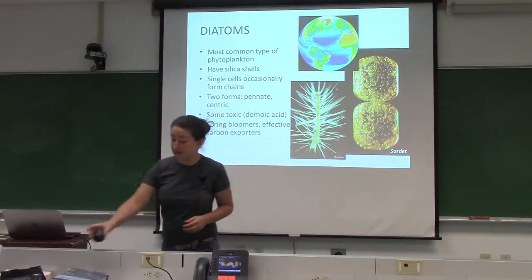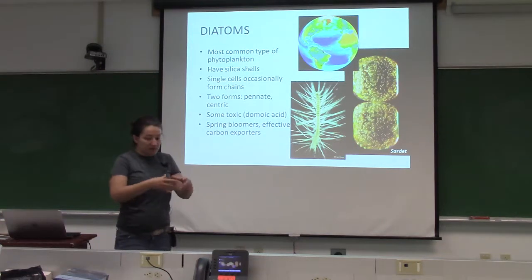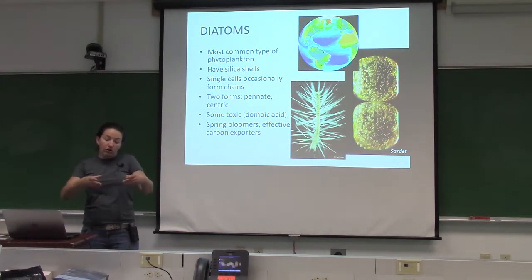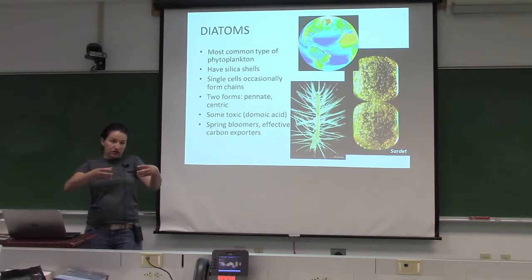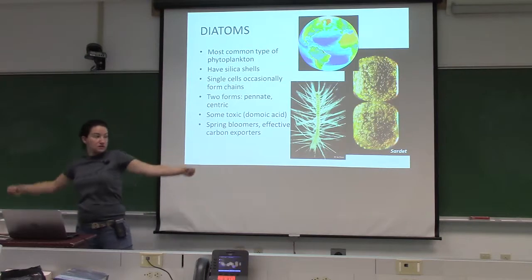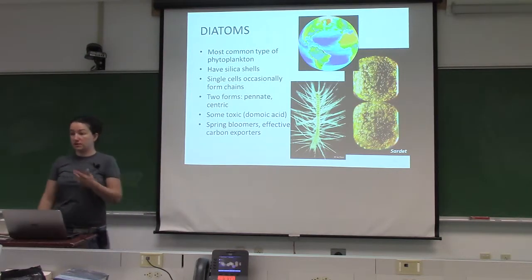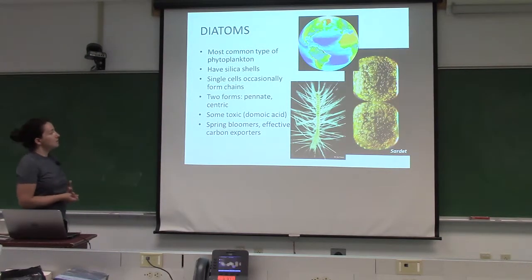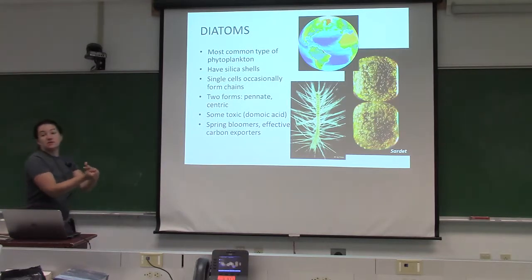Then you can have pennate ones. I have some images. Pennate ones are kind of longer. They still look like a pillbox, but they have elongated shapes. They usually do not form stacked-up chains. They'll make elongated chains. Pseudo-nitzschia, you might have heard about it, the toxic algae. That's one of them. Some of them are toxic.